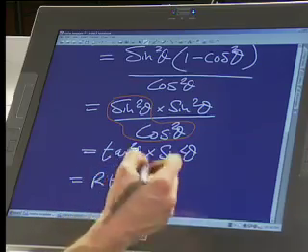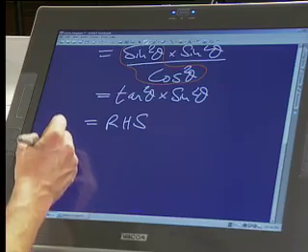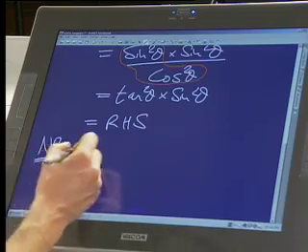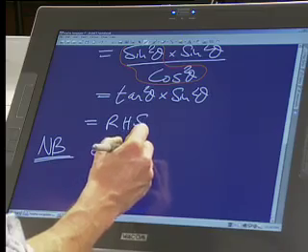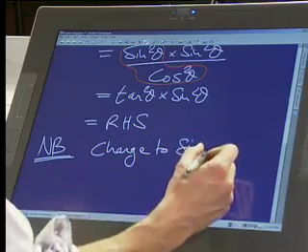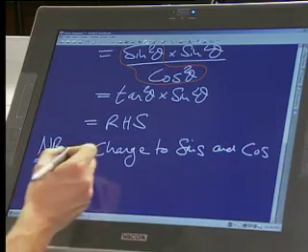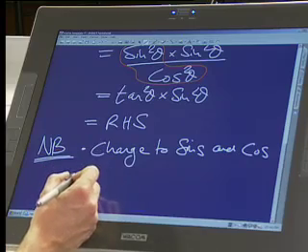Okay, so let's talk about what we use there. And you must write this down. Okay, important. NB. Write this down. So the first thing we do is we change to sines and cosines. That's always a good way to start. Sines and cos. Okay? Yes. Another thing to do is to factorize.